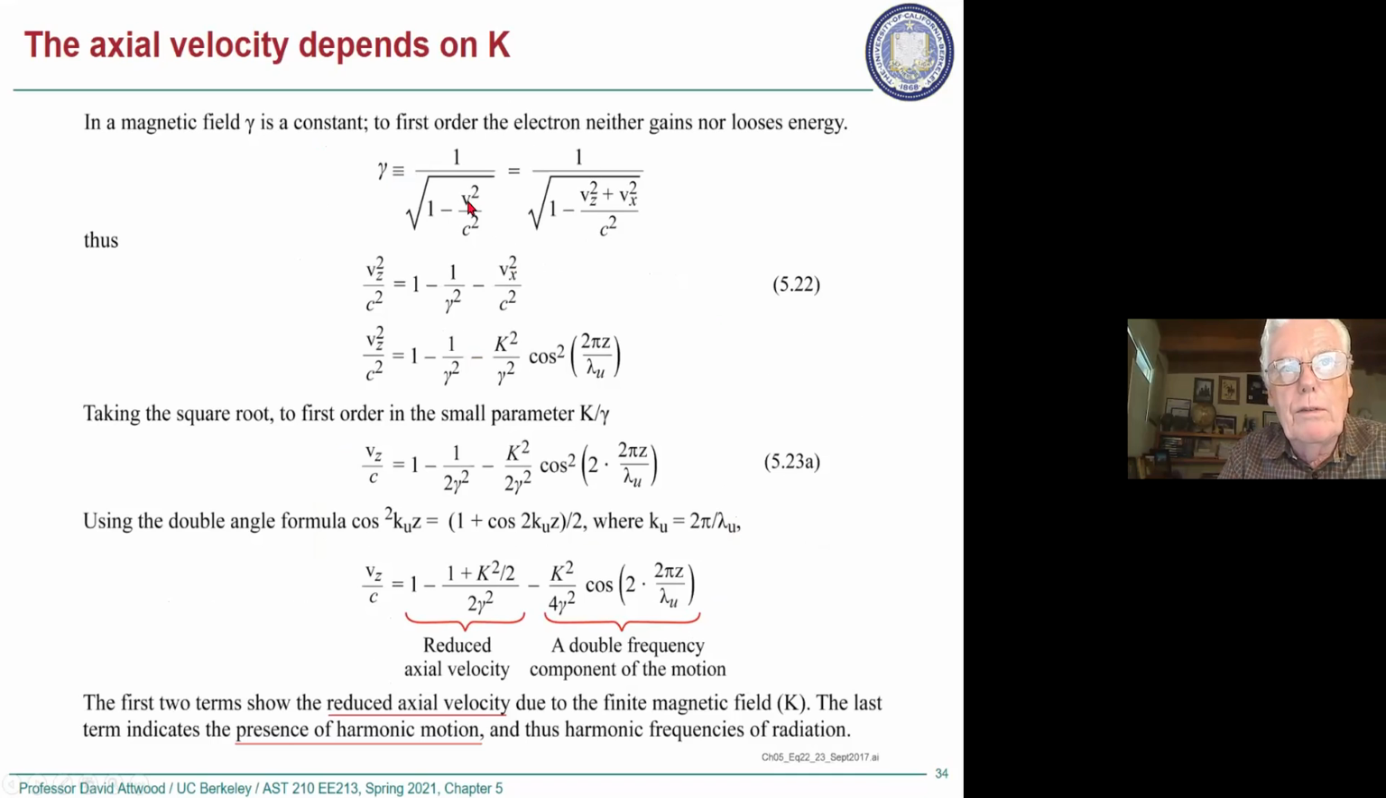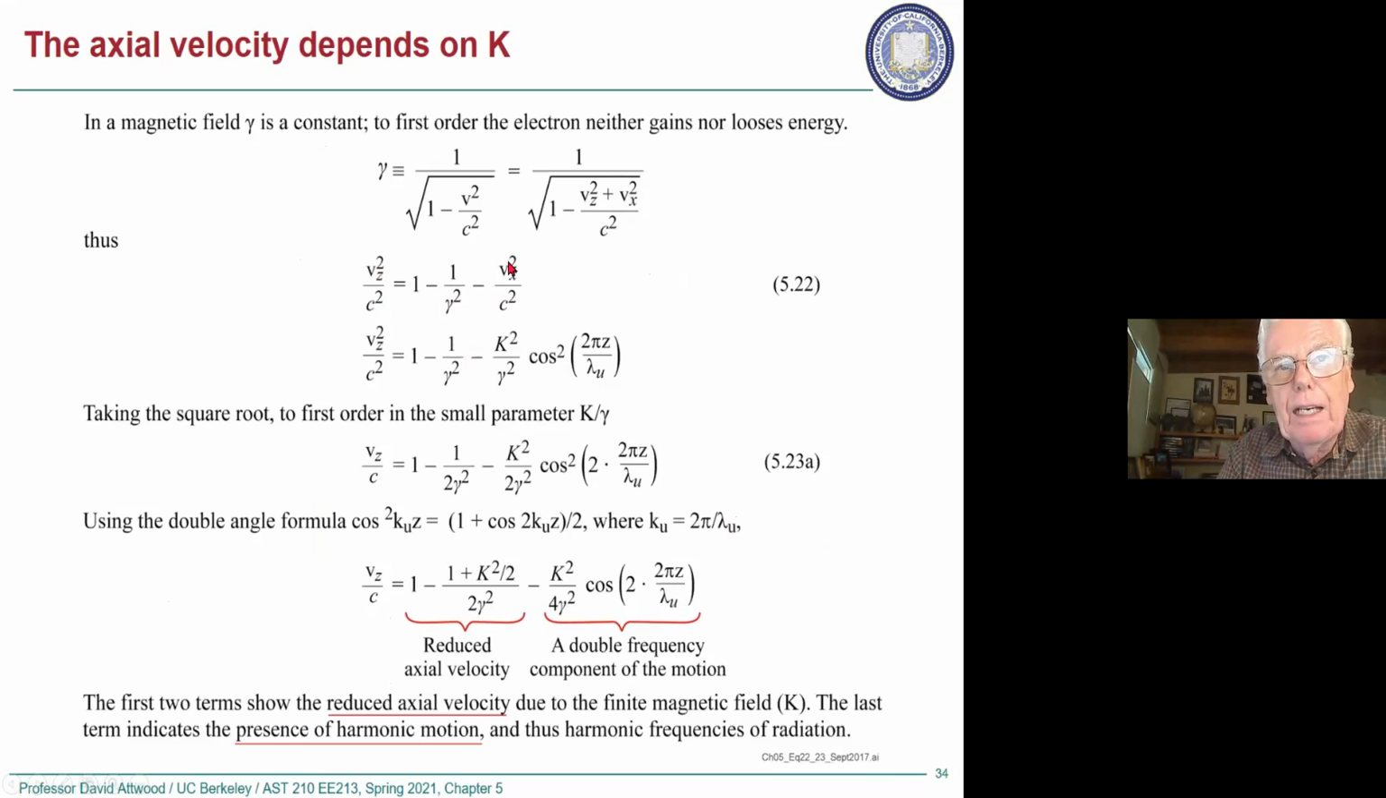I've substituted v squared as vz squared plus vx squared. There's no motion in the y direction. And I'm going to square both sides and solve for vz. If I do that, this is what I find: vz squared over c squared is 1 minus 1 over gamma squared. So this would be extremely small.